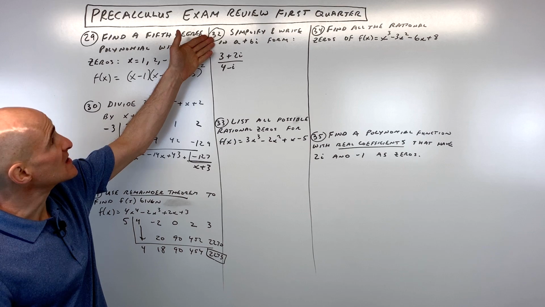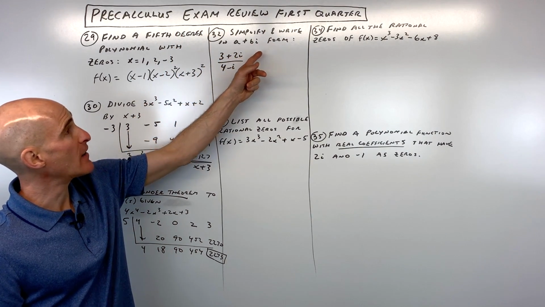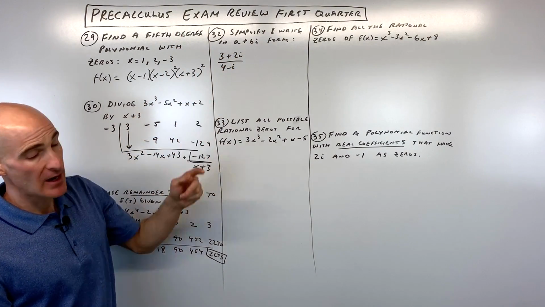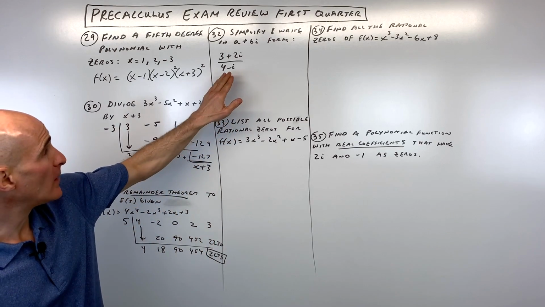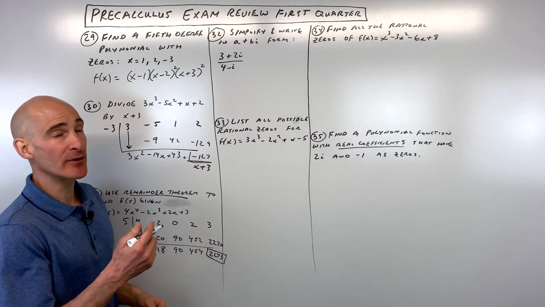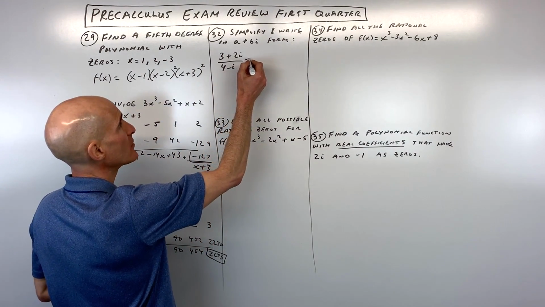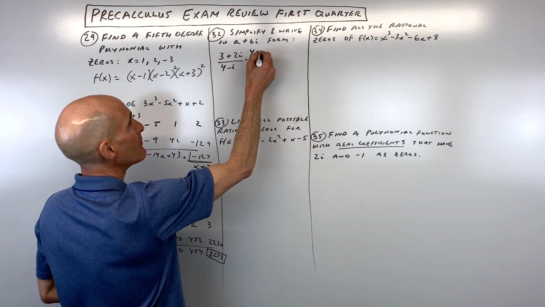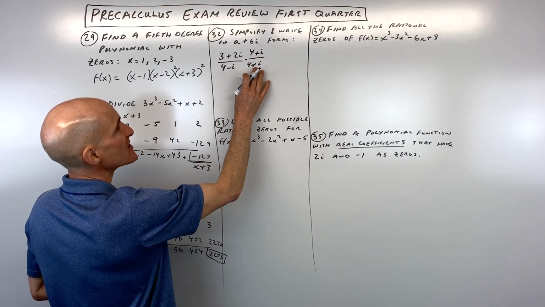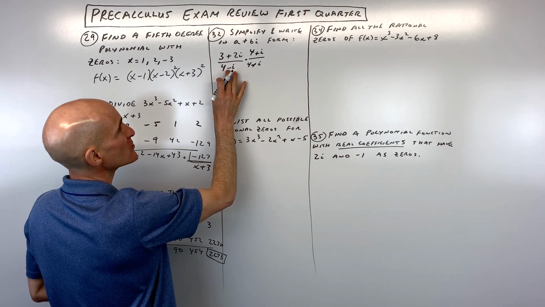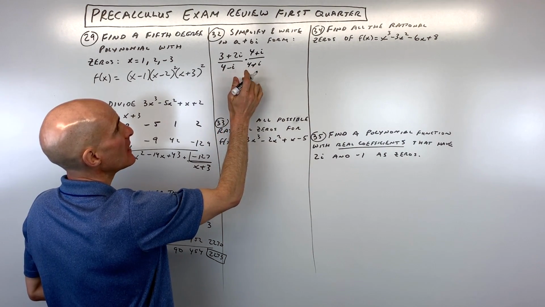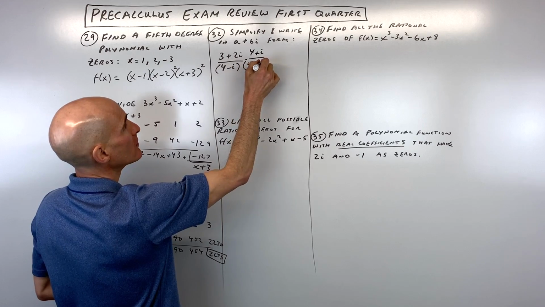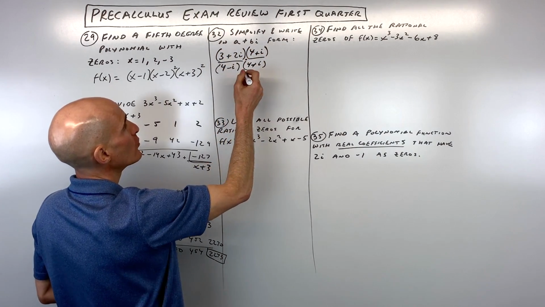Okay, for 32, it says simplify and write in a plus bi form, 3 plus 2i divided by 4 minus i. Well, we don't want to have i in the denominator, just like how we don't want to have a square root in the denominator. So to get rid of this i in the denominator, we're going to multiply by the complex conjugate. We change that sign in between these two terms. So if this was plus i, I'd make that minus i. Now all we have to do is just FOIL, as if you were multiplying two binomials together.